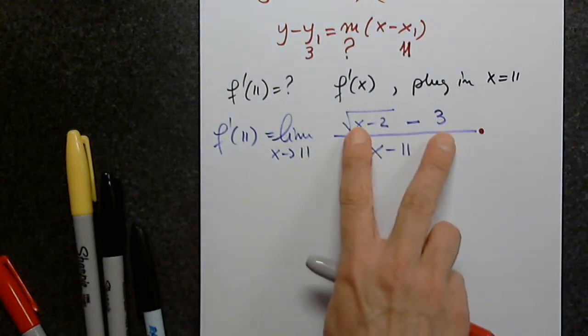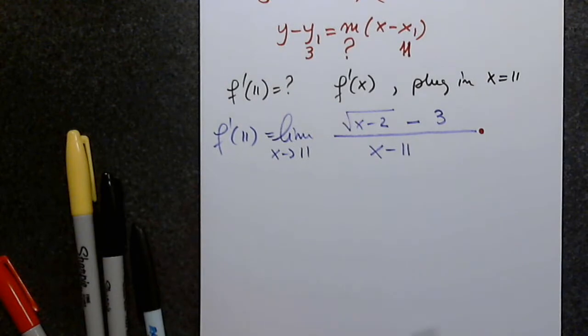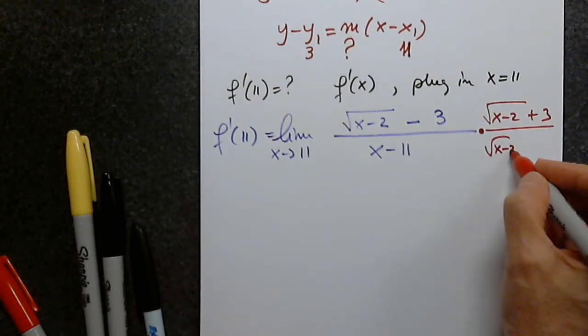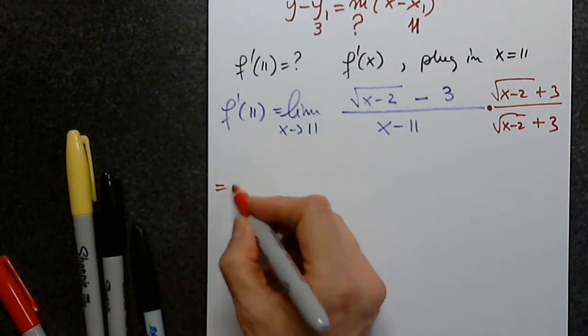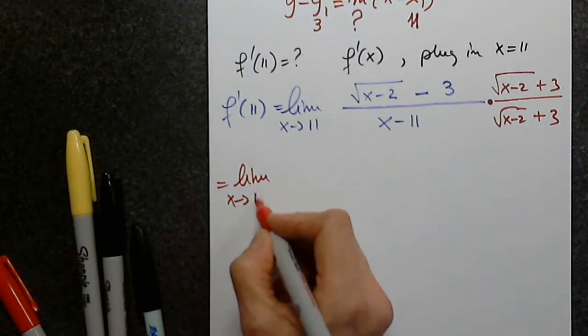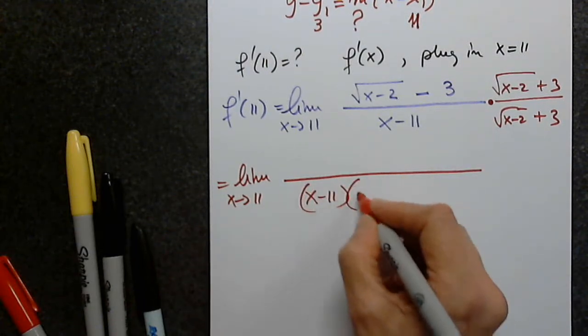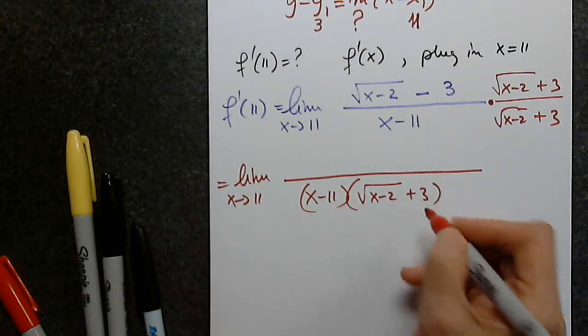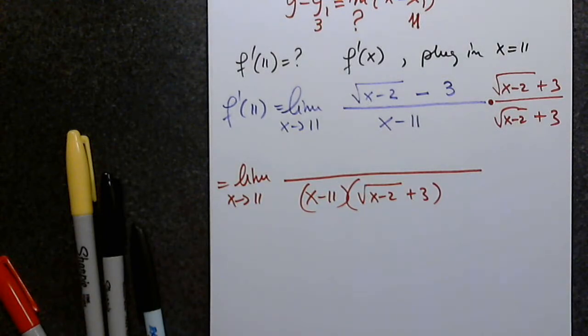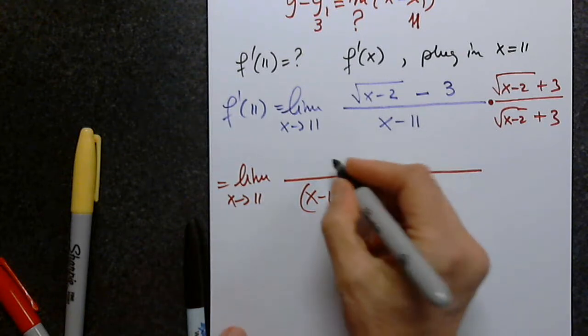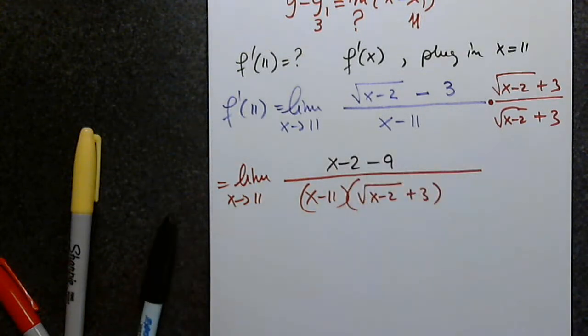So these are two terms. Multiply by the conjugate. Very good. Square root of x minus 2 plus 3 over the square root of x minus 2 plus 3. So this is the limit as x approaches 11. I'll copy the denominator, and you will give me the numerator. x minus 2. Very good. x minus 2 minus 9. Awesome. And then x minus 2 minus 9 means what?